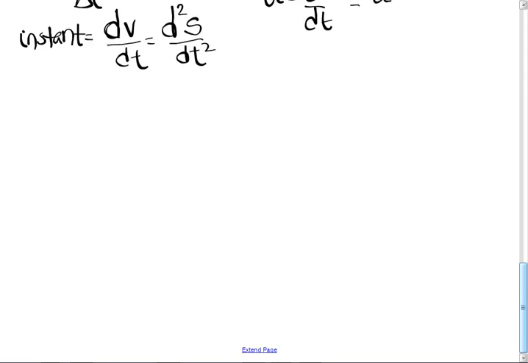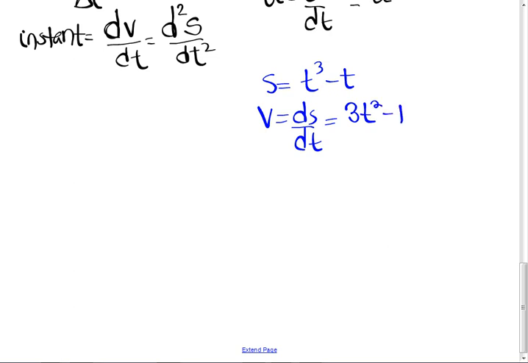Well, what if I gave you s equals t cubed minus t? Then what's your velocity? ds dt, which is equal to what? 3t squared minus 1. Now what's your acceleration? It did turn out that a was a constant because it was a constant acceleration. Is this a constant acceleration? What's the derivative of this guy? 6t. What's the derivative of minus 1? 0.